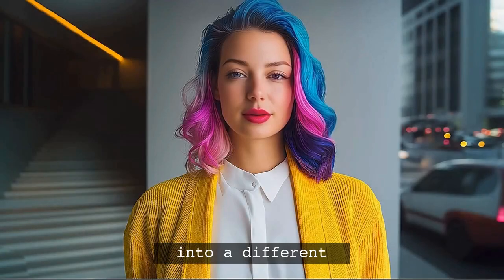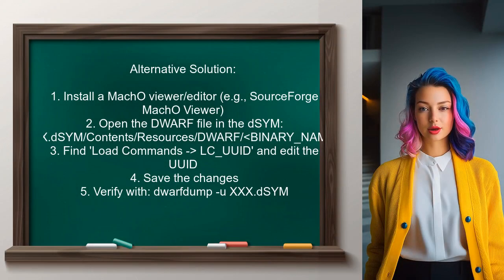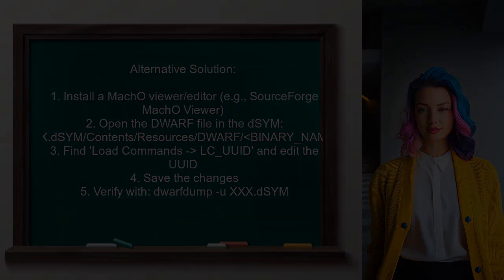Now, let's dive into a different answer from another user. An alternative solution to change the UUID in a dSYM file involves using a Mach-O viewer or editor. First, install a Mach-O editor, like the one from SourceForge. Then, open the DWARF file located in the dSYM directory. Look for the load commands section and find LC_UUID. Edit the existing UUID to match the one needed for Crashlytics. Don't forget to save your changes. Finally, use the command dwarfdump -u followed by the dSYM file name to verify that the UUID has been successfully changed.